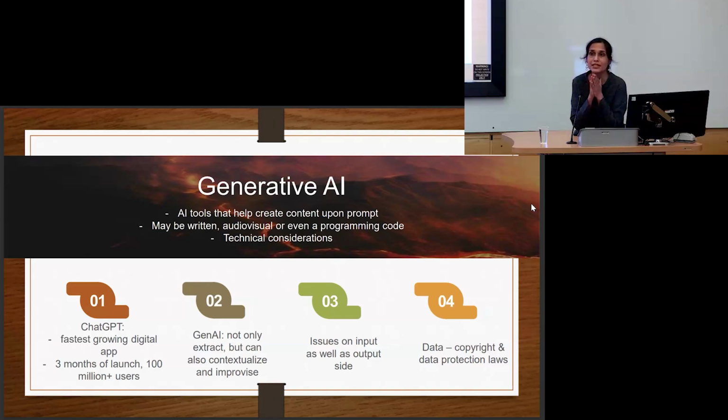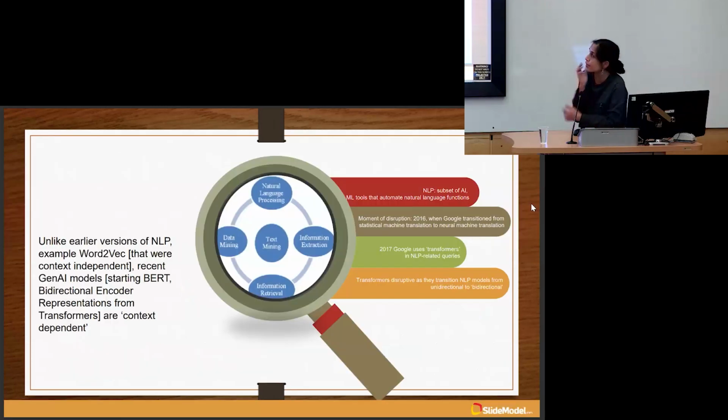Now, a working definition of generative AI. I'm sure we all know what GenAI is, when I talk about ChatGPT, for example. These are tools that create content upon prompt. So I give a prompt, I give an instruction, and I get something as an output. Now, this output could be anything. It could be written, it could be audiovisual, it could be a programming code even. But why is generative AI such an important issue from a legal perspective? Let's first look at a little bit about the background.